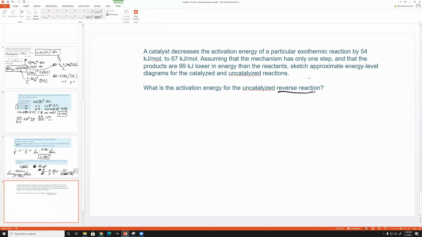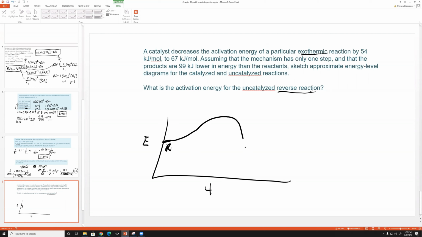Okay, so I see sketch an energy level diagram, and it's exothermic. So let's do that. We have energy versus time. And this is the reactants, so I'll put R, and it's exothermic, meaning it's going to go like that. And you have products on the bottom. This is our midpoint, our middle line. Sorry, it's wavy, but whatever.